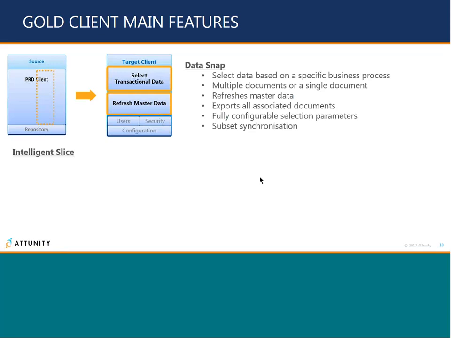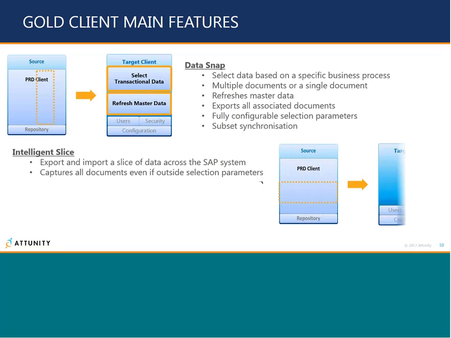Okay. The second way of moving data is an Intelligent Slice. This takes a slice of data across your entire SAP estate. So you might say, I want all of last quarter's data. You go into Intelligent Slice, you enter the start date and the end date, and Gold Client will go away and export all of the data in your SAP environment across those two dates.